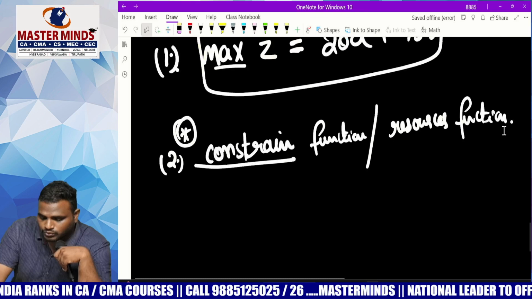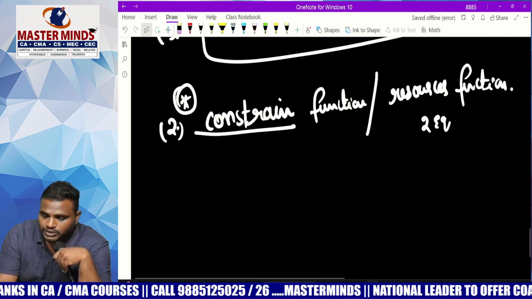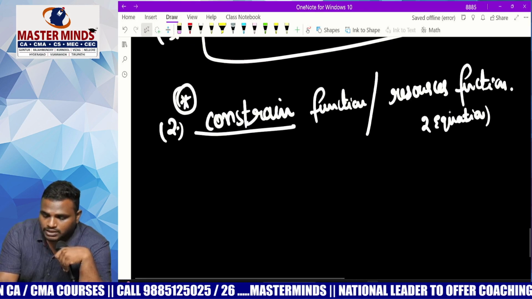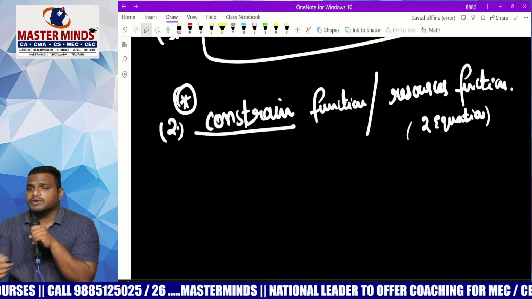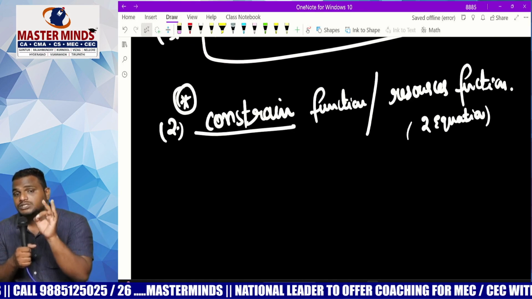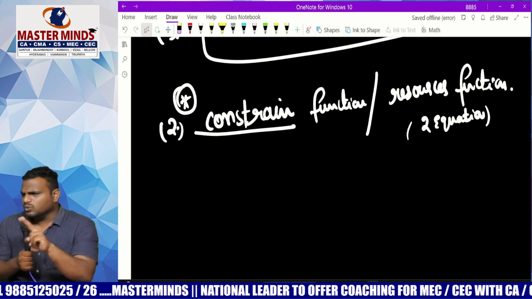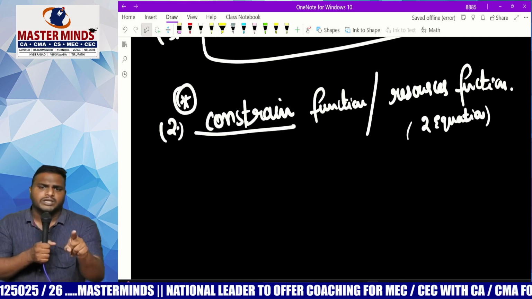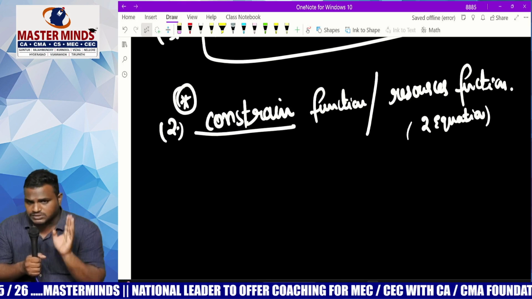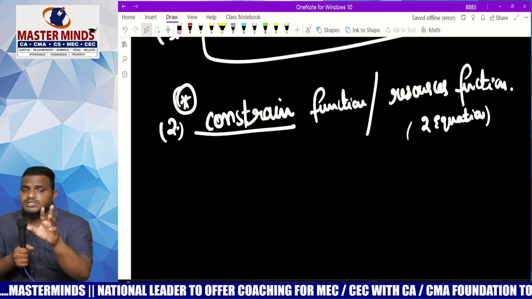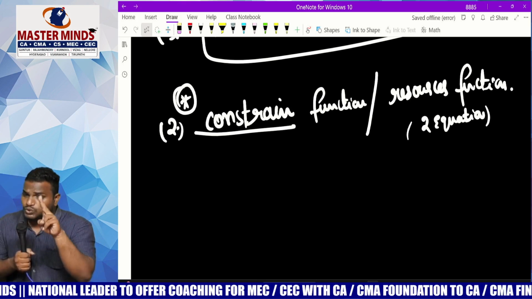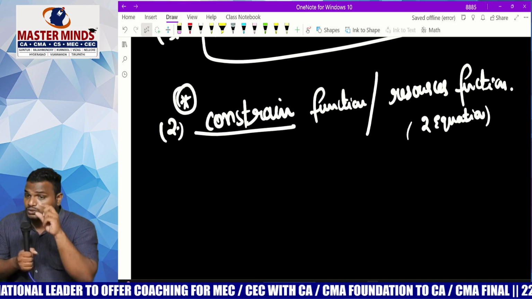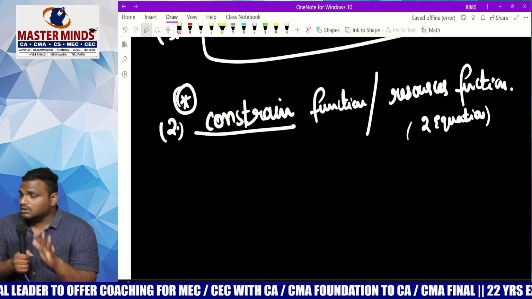Now here two equations will come. How many equations will come? 2. Why? What is another name of this constraint function? Resource function. Resource function means how many constrained resources are there. Sir, here 2 resources are constrained. One is the raw material, which is available only 20 kgs, and another is labor, which is available only 30 hours. Now here these 2 resources are constrained, so 2 equations will come under this function.